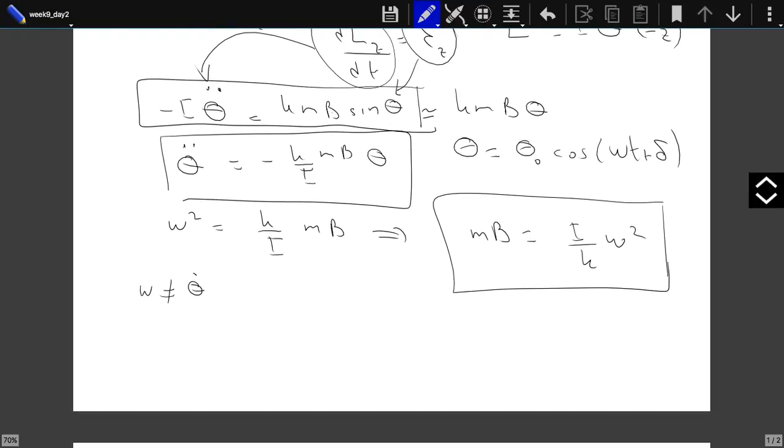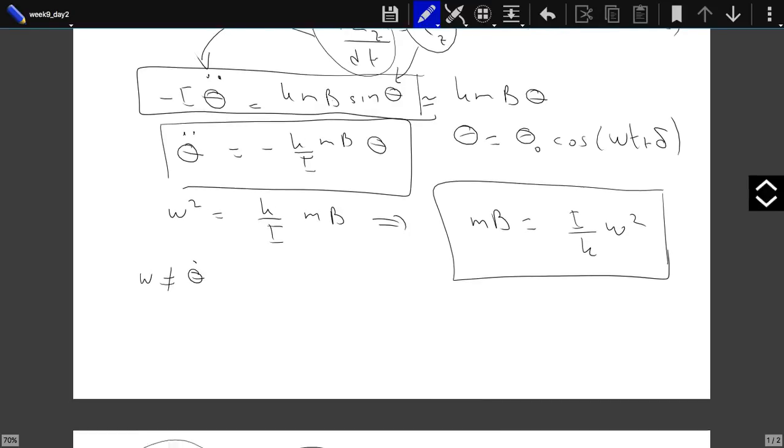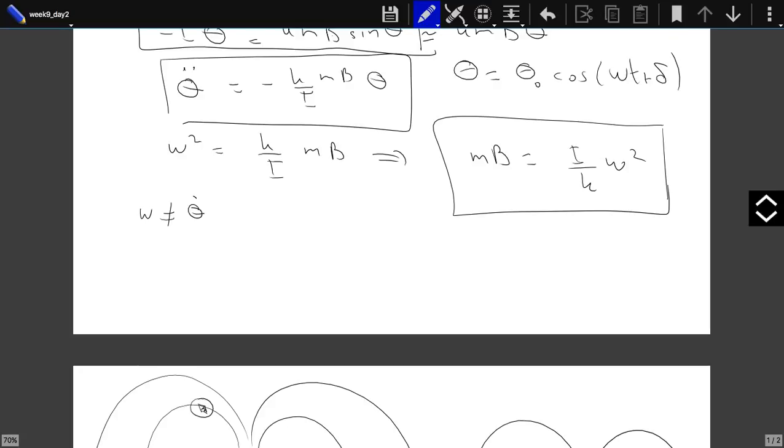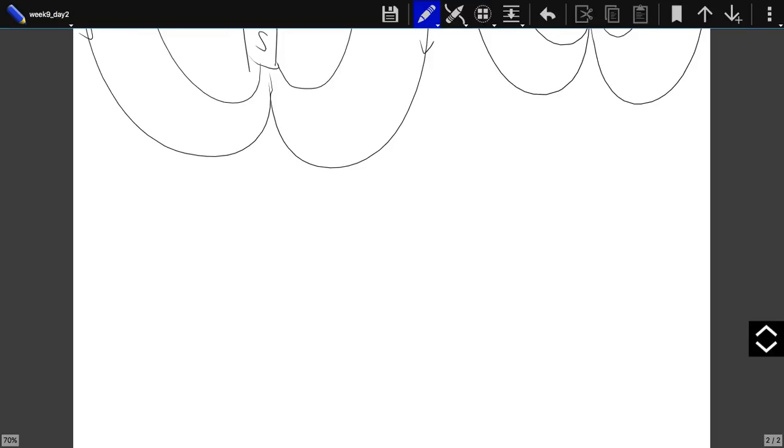So now we know how to measure the product of the magnetic dipole and the magnetic field. Now let's take this dipole and fix it. This is our M. We fix it in space.